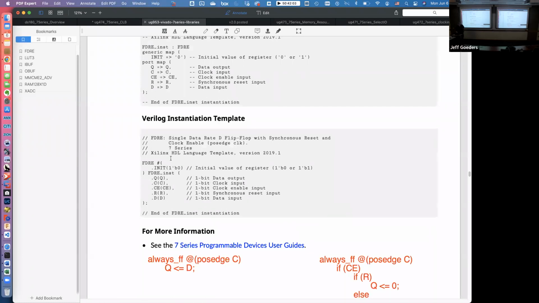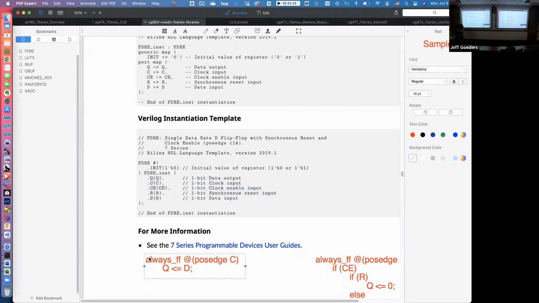You can say instantiate an FDRE. By the way, it has a parameter. I can tell it whether I want on power up the thing to initialize to a 0 or to a 1. And then I can map my signals to the ports. Well, as we learned in class, it's a terrible way to design, right? You want to write things like always_ff @(posedge clock), Q gets D, right there. And then the Vivado synthesis tool sees that. It's an idiom that it recognizes and says, I can map that to one of these flip-flops.